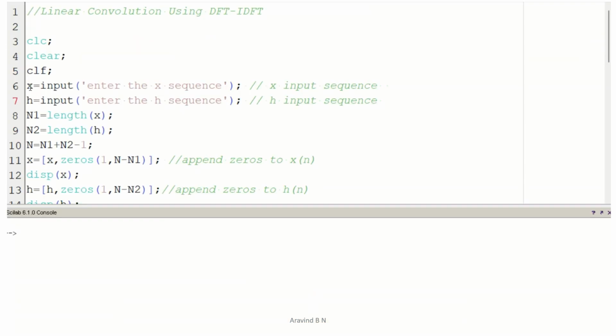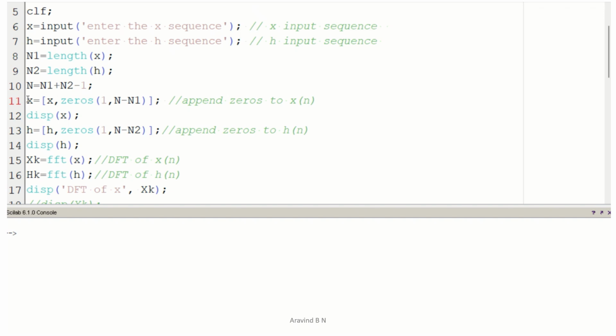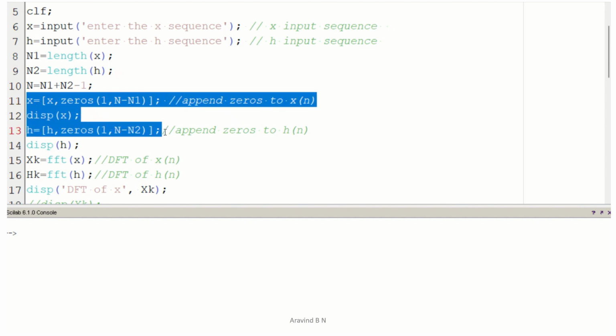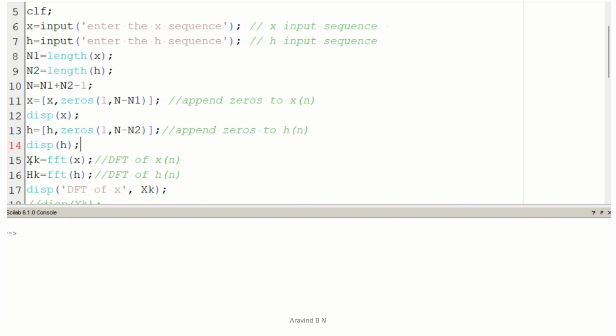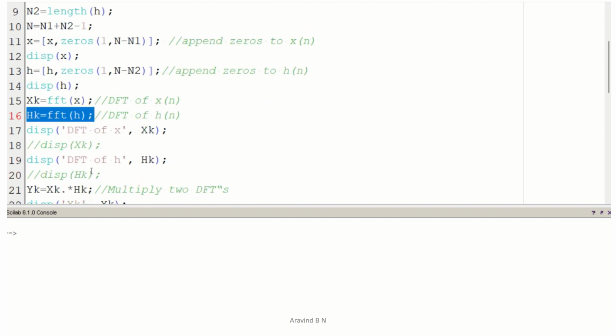In the Scilab program, first we are going to read the input sequences, x as well as the h. Then after we are going to calculate the length of these two sequences, then calculate the output sequence length, then make the length of the sequence x equal to N by inserting zeros to that one. The same has been done for h also. Then after calculate the DFT for x, calculate the DFT for h. So we have got xk and hk respectively.